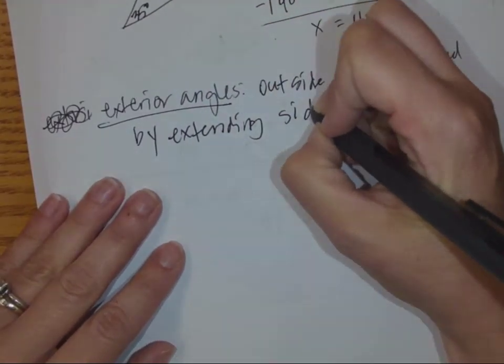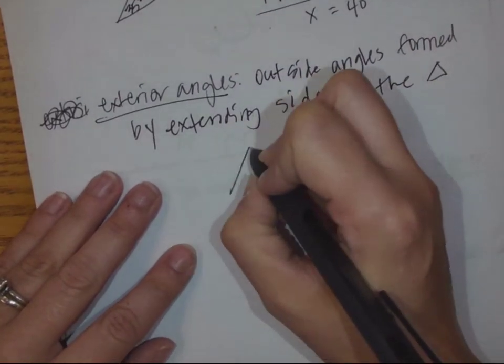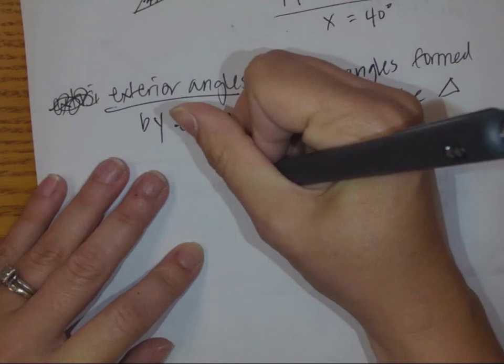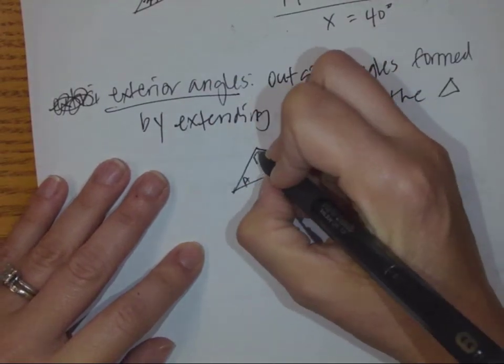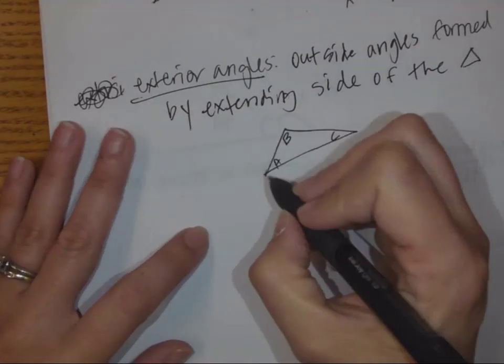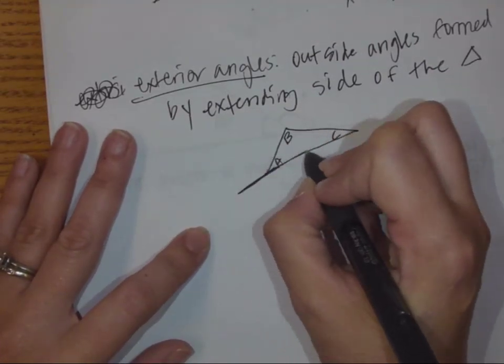If I wanted to find this angle E right here, angle E is A plus C, the two angles that are not touching it. Angle F right here is A plus B. Okay, so let's do an example of that.